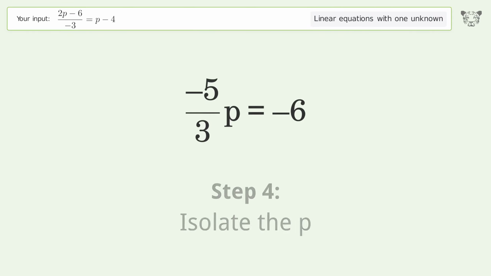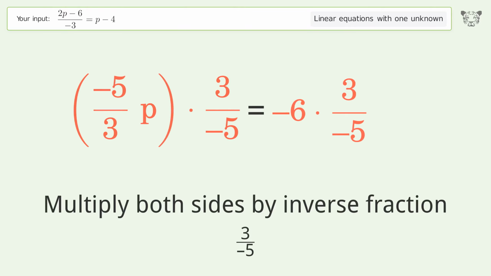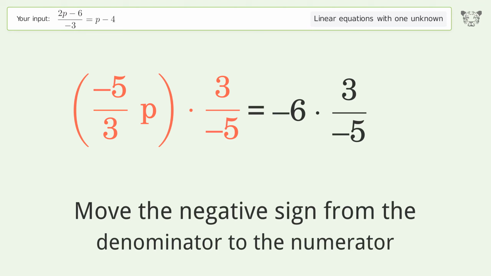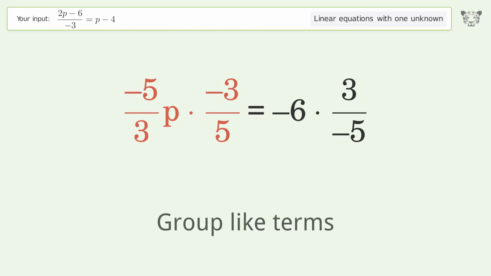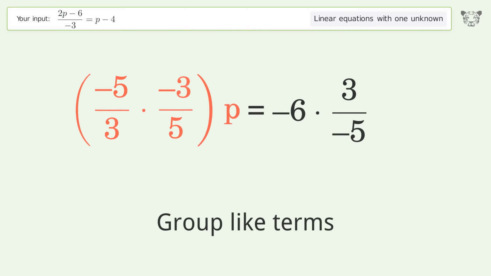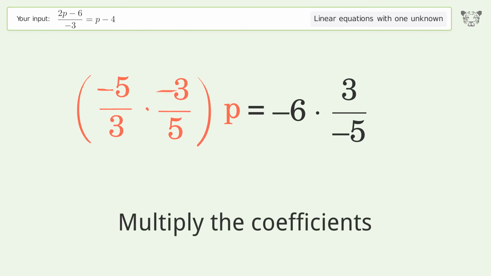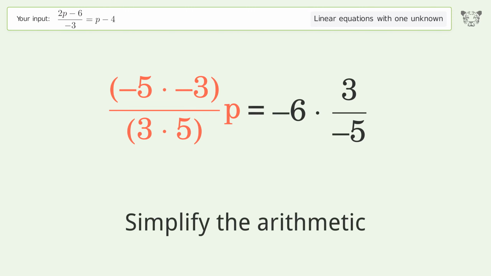Isolate the p. Multiply both sides by inverse fraction 3/-5. Move the negative sign from the denominator to the numerator. Group like terms. Multiply the coefficients. Simplify the arithmetic.